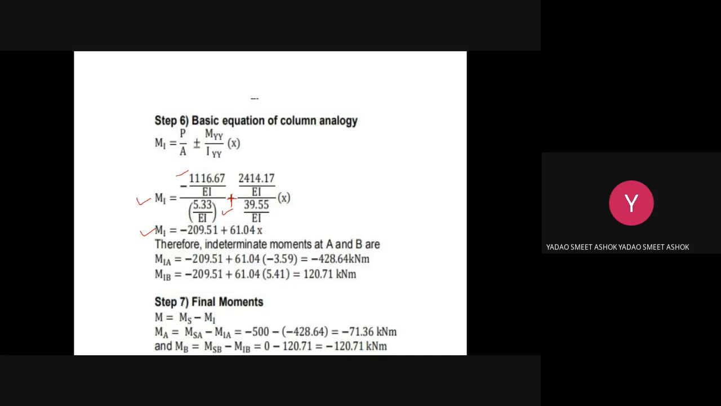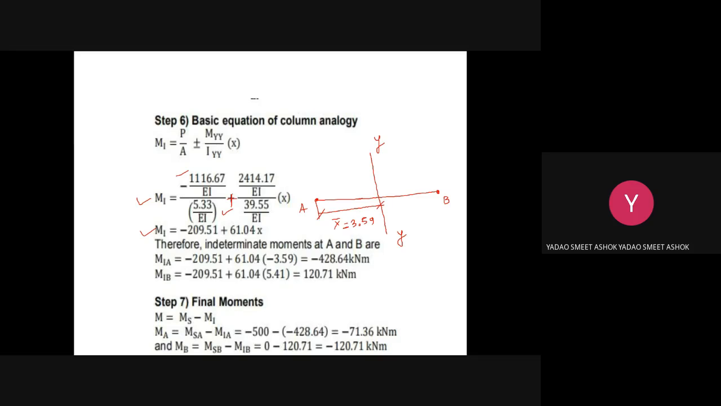That is MIA, which is equal to minus 209.51 plus 61.09 into minus 3.9. How will you get this value minus 3.9? In one line I will show here. This is point A, and either you can draw it on the analogous column section, or you can show it with a simple line. And this is the y-axis where we are located. This is x bar of the given figure, which is equal to 3.59.